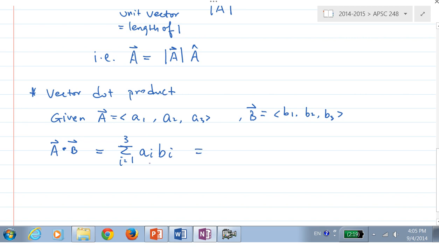If I expand it out, this symbol here is called the summation symbol. It starts with i equal to 1 up to i equal to 3. So if I expand it out, basically it's A1 times B1 plus A2 times B2 plus A3 times B3. Okay, that's the dot product.